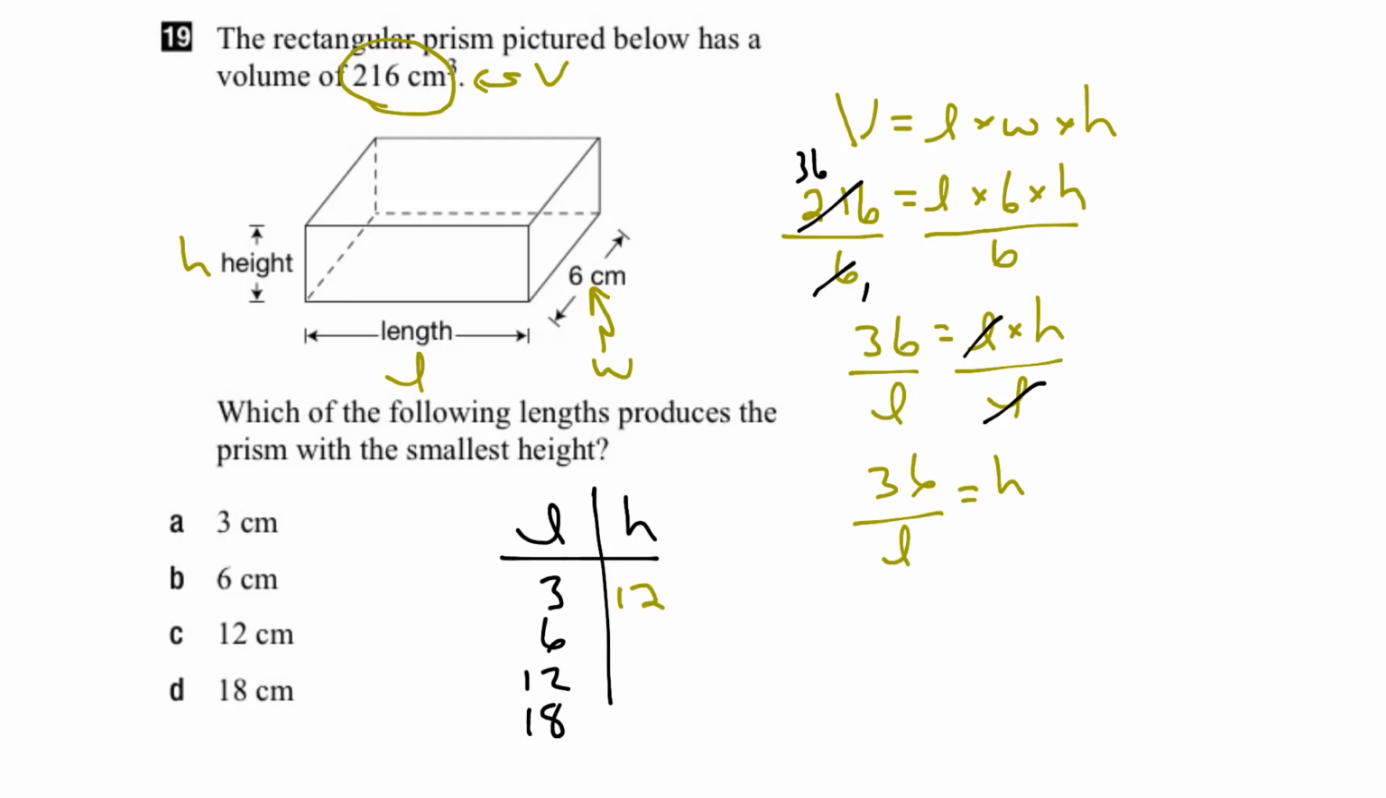And we can keep going. So we've got 6 centimeters for the length, plug it in. 36 divided by 6 would give us a height of 6 centimeters. Again, 12 into our equation. 36 divided by 12 would give us 3. And then finally, 18, if we put that into our equation, 36 divided by 18 gives us a height of 2.